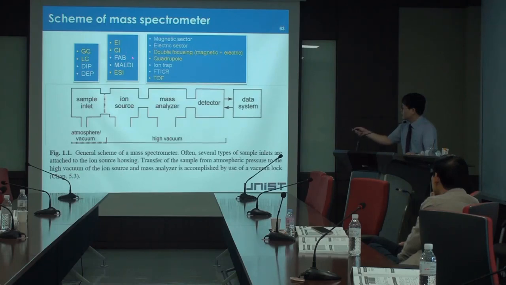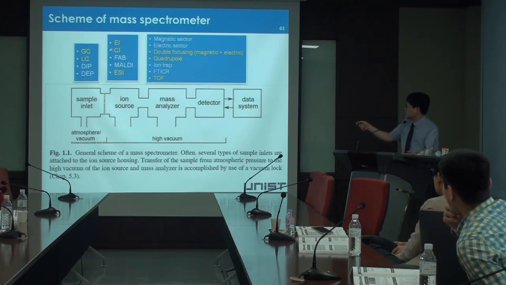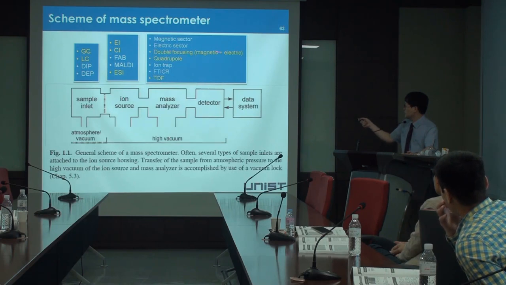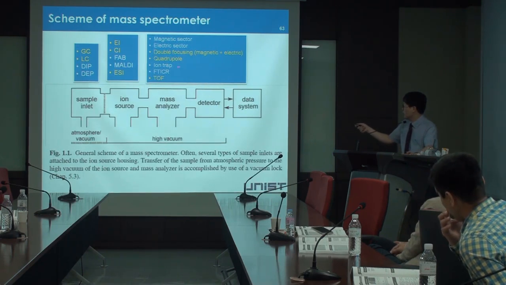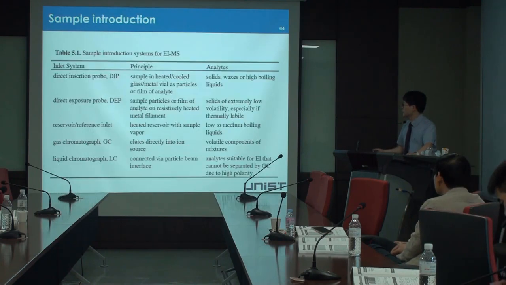FAB and MALDI are widely used for biomolecules and large molecules. Our concern is relatively small molecules, with molecular weight up to around 300 or 400. For these cases we use EI, CI or ESI. So today I'd like to explain EI, CI, ESI, and the magnetic sector, quadrupole, ion trap and TOF.